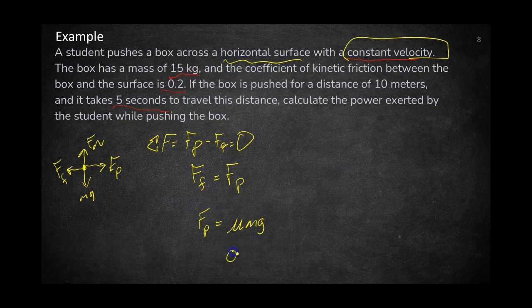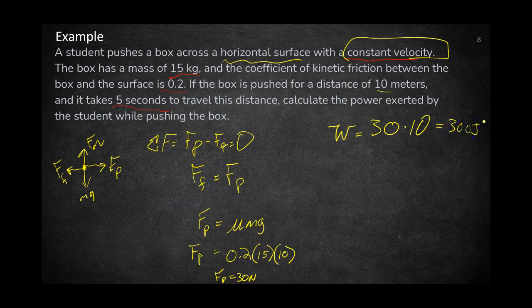We know mu equals 0.2. We know our mass is 15 kilograms. And we know g is about 10. We'll stick with that for this problem. When we calculate that force, we find out that our push force equals 30 newtons. And we know the work done is going to be the distance of 10 times 30 in the same direction, which gives me 300 joules.